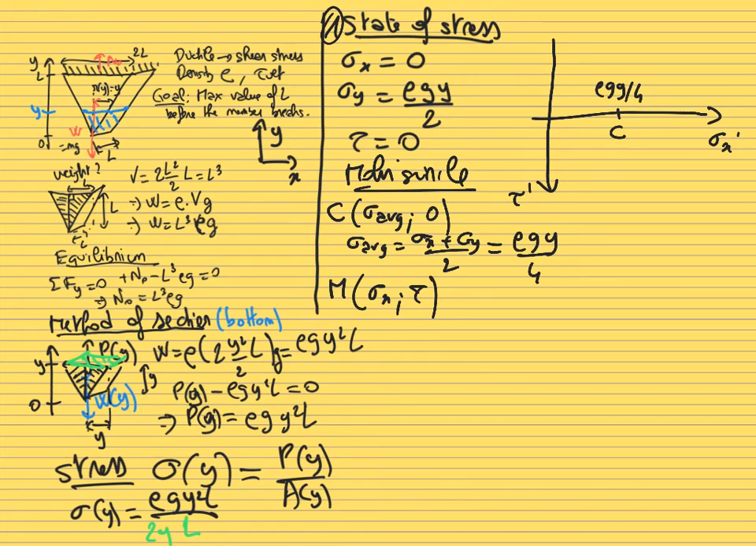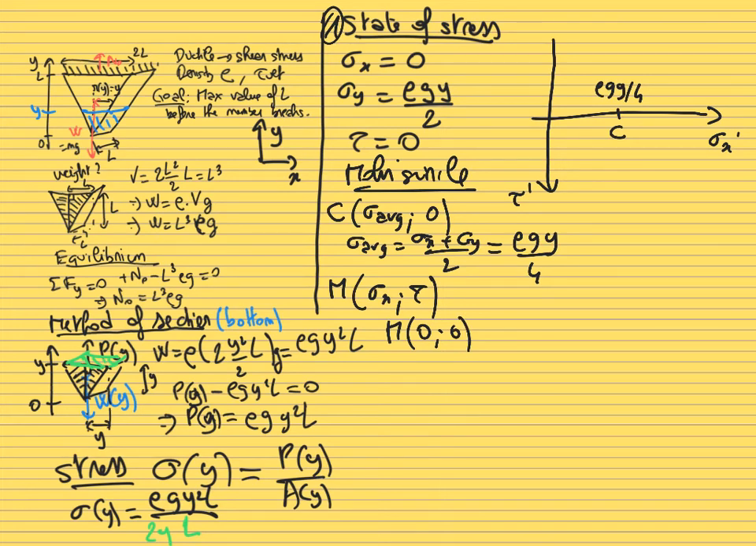In this case, sigma x is equal to 0. Whatever the position of the point M, its normal stress is always going to be 0 on the x-axis. And the same thing, there is no shear stress. Okay, so here we are not choosing a specific point M.